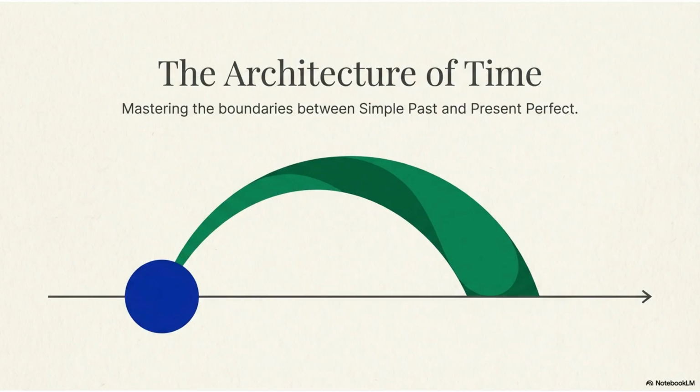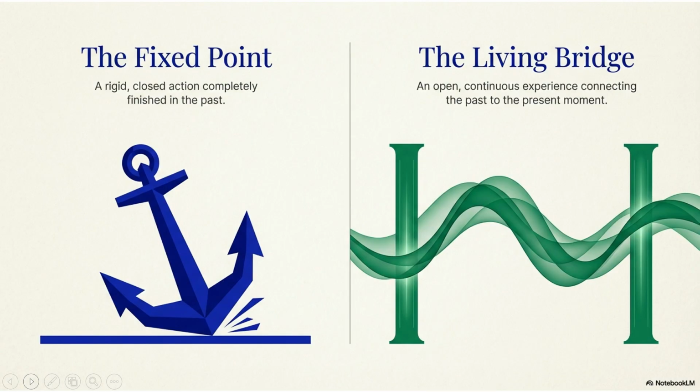Here we have the architecture of time, mastering the boundaries between simple past and present perfect. We have two different concepts. The fixed point, in the case of the simple past, is a rigid, closed action completely finished in the past. And in the case of the present perfect, it is the living bridge, an open, continuous experience connecting the past to the present moment.